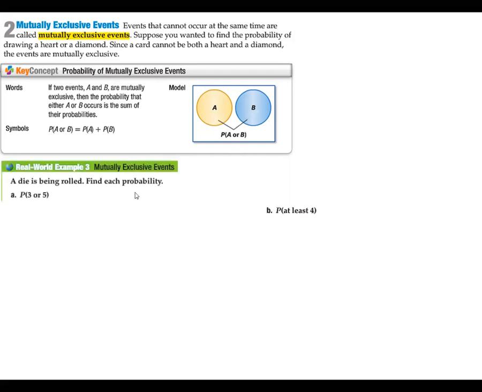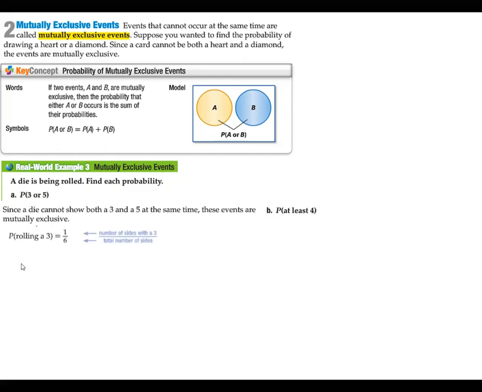So if a die is being rolled, find each probability. Probability of picking a 3 or a 5. Can you do that at the same time? No. You either roll a 3 or you roll a 5. A standard die has 6 sides: 1, 2, 3, 4, 5, 6. We're not talking about a 12-sided die or some kind of weird one. Since a die can't have both 3 and 5 at the same time, the events are mutually exclusive.